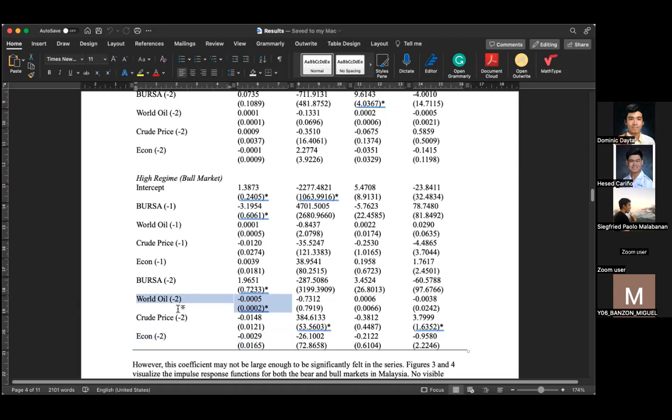Oh, okay. So parang yung global real economic activity represents the oil-specific demand shocks, and then the crude price represents supply. And World oil production is oil supply shock. So ito si oil supply shock. Crude price is oil-specific demand shock. And then economic activity is the aggregate demand shock. Okay, sir. Noted po.